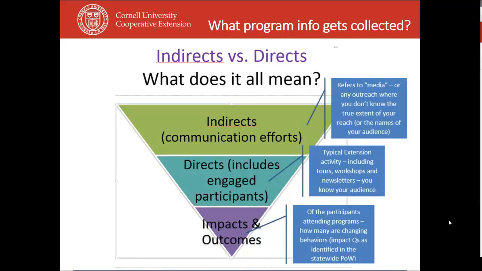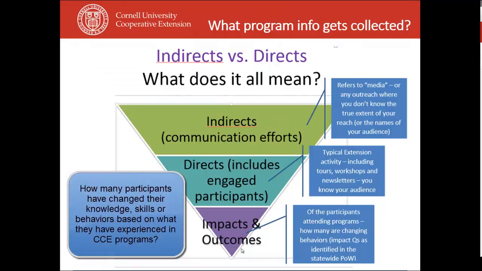It just is a display of the three types of data that we collect for the reporting system. First type being indirects, which are all our media and communication efforts to get people in the door. The second layer being directs, or those people who come to programs, engage with cooperative extension on some kind of informal learning adventure. And then this third area, the impacts and outcomes, is what we're going to be talking about here. It's really the participants that are engaged in programming, how many have changed their knowledge, skills, or behavior level based on what they've learned from cooperative extension.